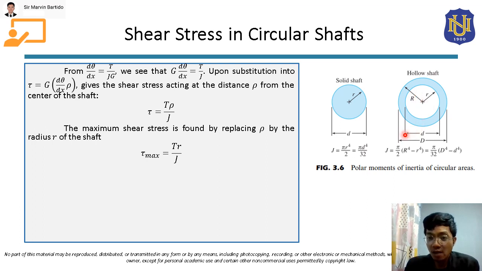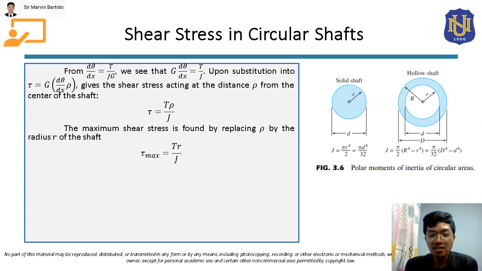Okay, and also for the diameter, this is the diameter of the inner circle, and the diameter of the outer circle will be this capital letter D. So if you're going to solve for its moment of inertia, this will just be pi over 2 times the outer radius R to the fourth minus the inner radius r to the fourth, and it can also be solved in terms of the diameter. So this will be pi over 32 times the outer diameter to the fourth minus inner diameter to the fourth.